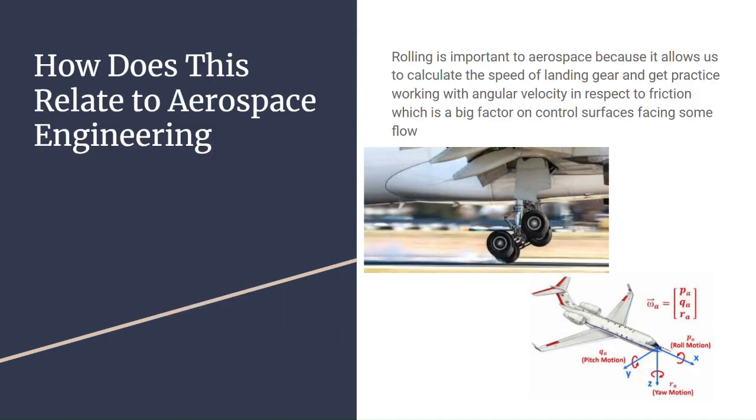So let's see. How does this relate to aerospace engineering? Landing gear. These are wheels that are rolling with a certain friction. Are they slipping on the ground? How fast are we going? This is a very direct way of using this. Of course, this also gets us more familiar with angular velocity, which is very important. While in there, we have our roll, our yaw, our pitch, and while that's not directly tied to friction, it is tied with the concept of angular momentum in general.